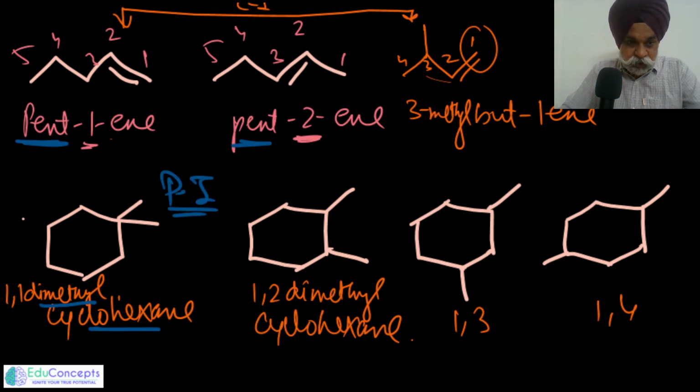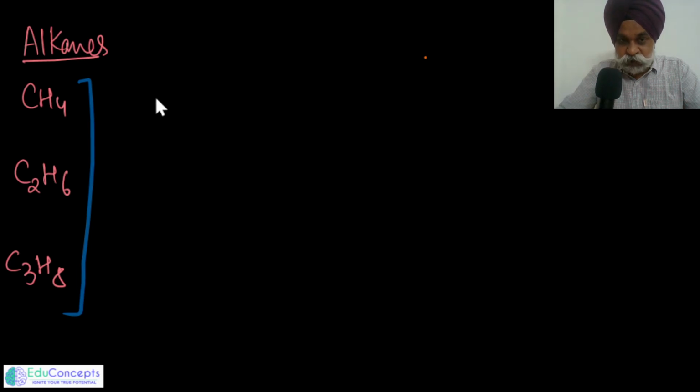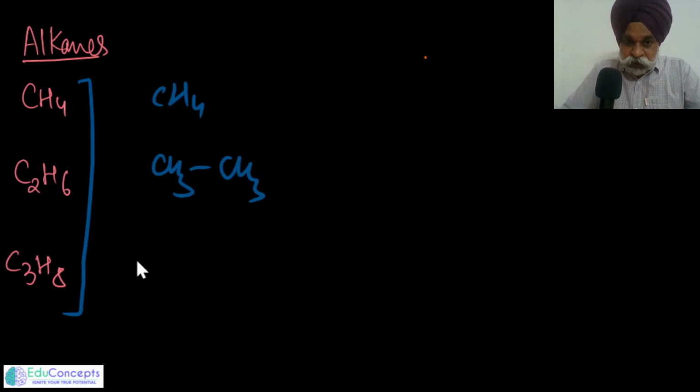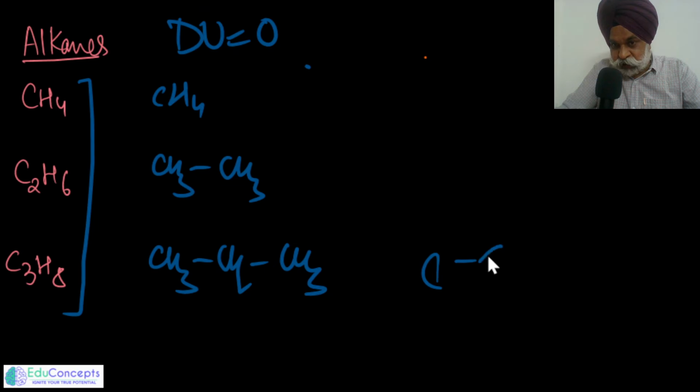I think I made my point clear. So now let me add a few more things to this. If you talk of alkanes, the first three members of alkane would not show any sort of isomerism, because this is CH4, this is CH3-CH3, and this is CH3-CH2-CH3, and DU for this is always 0. So there are 3 carbon atoms and you have to place the hydrogens.